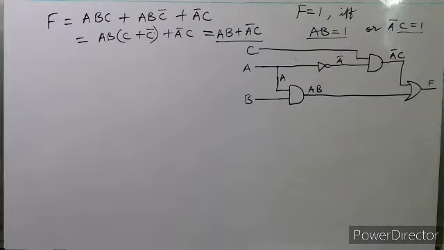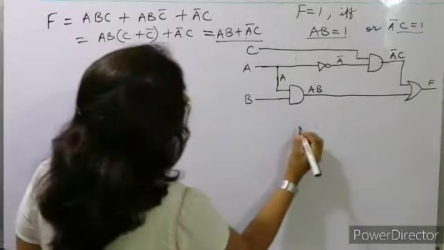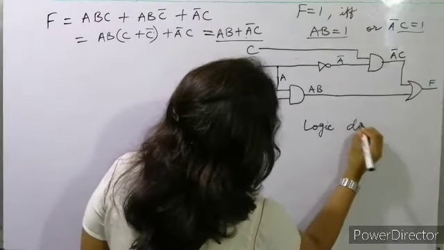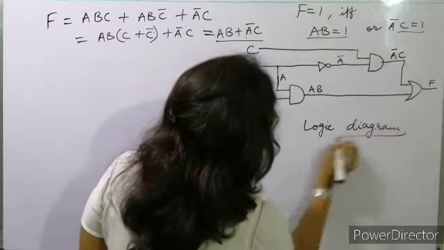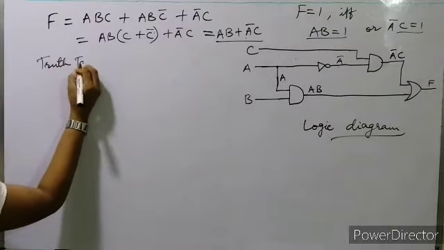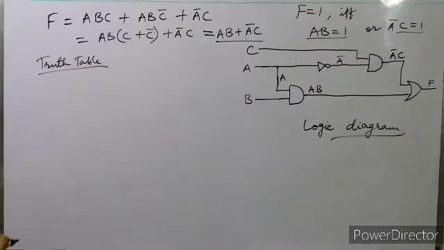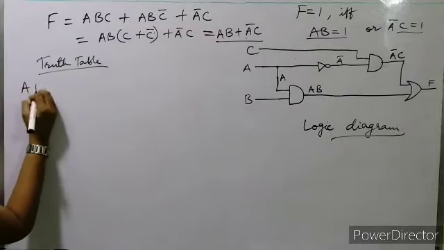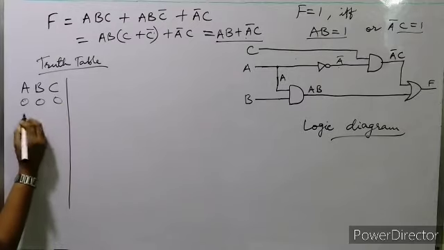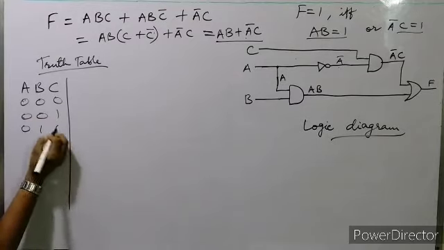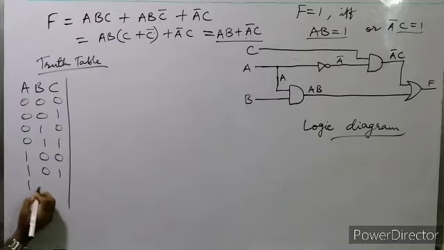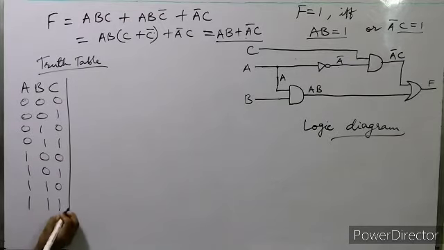Now we have to draw this. This is the logic diagram. Now we have to draw the truth table भी हम draw करते हैं. Okay. Now 3 inputs are there. A, B, C. ठीक है. 0 0 0, 0 0 1, 0 1 0, 0 1 1, 1 0 0, 1 0 1, 1 1 0, 1 1 1.